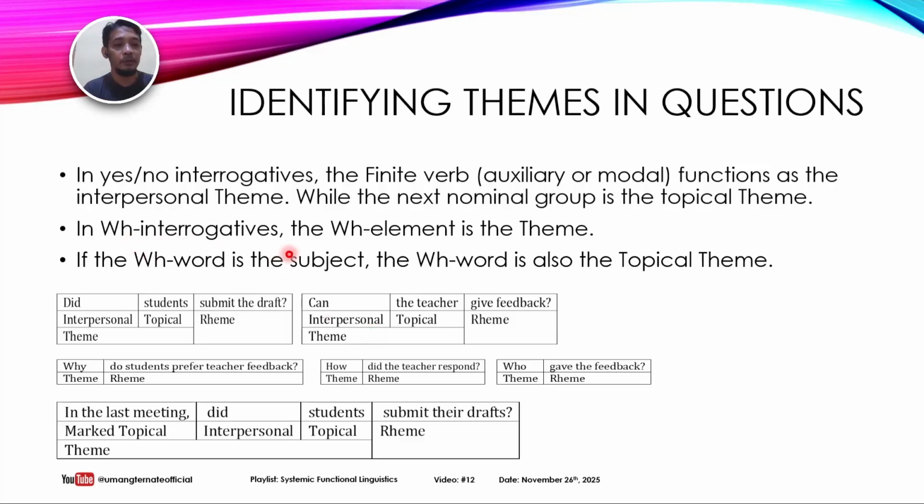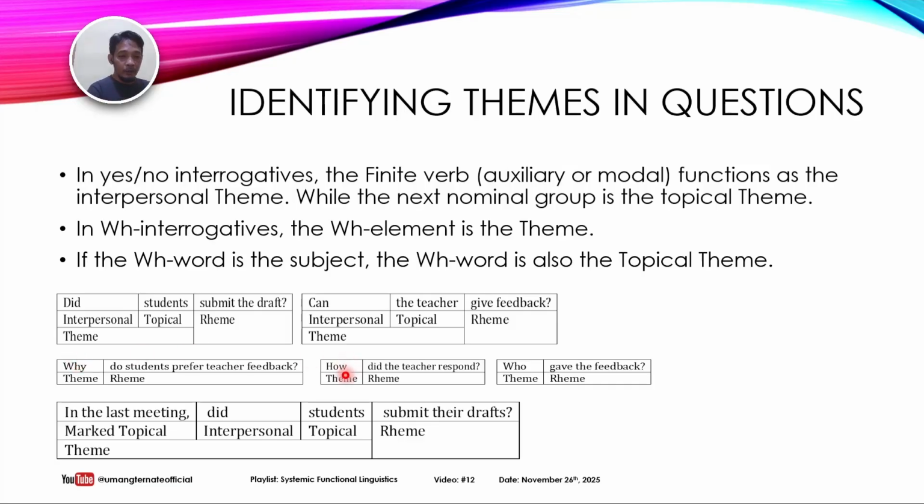And in WH interrogatives, the WH element is the theme, and if the WH word is the subject, it is also the topical theme. Like here, "why do students prefer teacher feedback?" Here the "why" is the theme. This is the topical theme. Why? Because the answer to this question is a circumstance of reason. As a circumstance, this is an experiential element. "Why" targets the circumstance of reason.